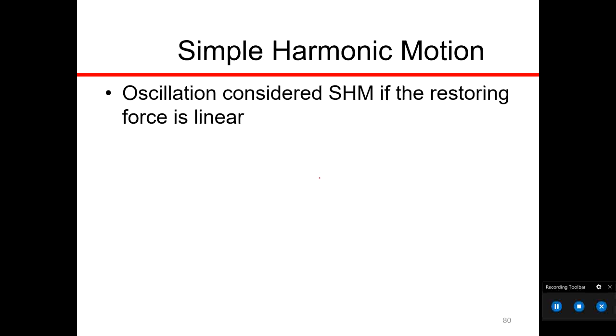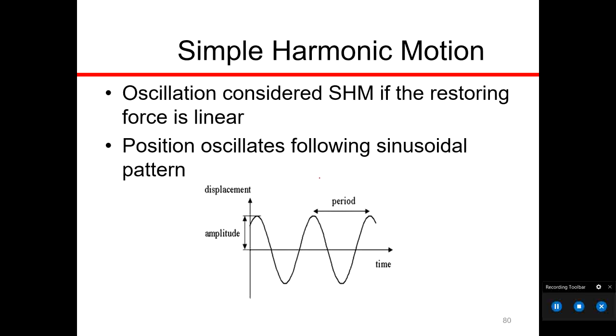Oscillation is considered simple harmonic motion if the restoring force is linear. We said the force changes, but if it changes in a linear way, then we consider it simple harmonic motion. The position oscillates following a sinusoidal pattern, where the height of these waves is equal to the amplitude. The period is from one wave crest to another wave crest. This should be familiar to you if you've looked at the graphs of sine waves in math class. All the same principles that you use in math apply here.